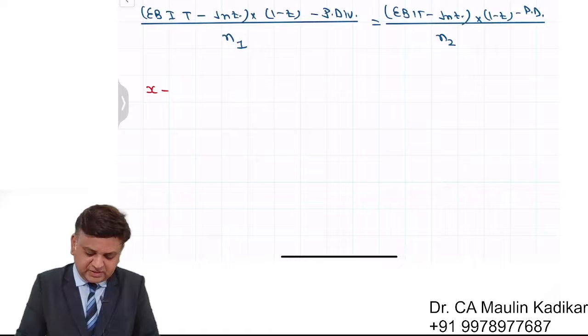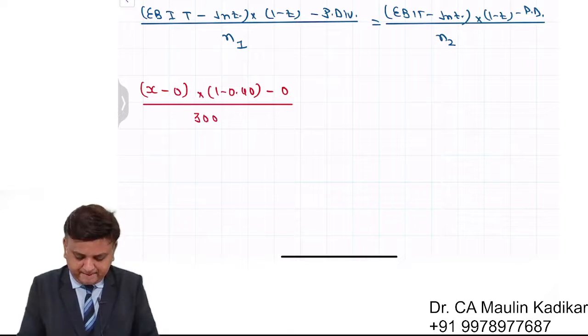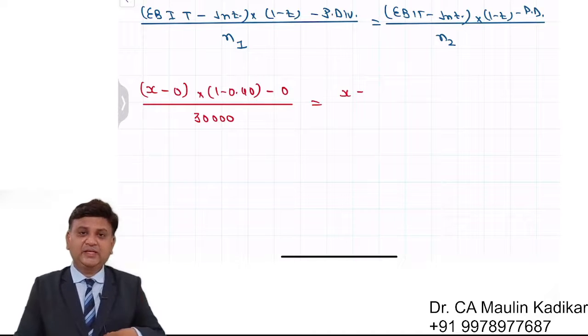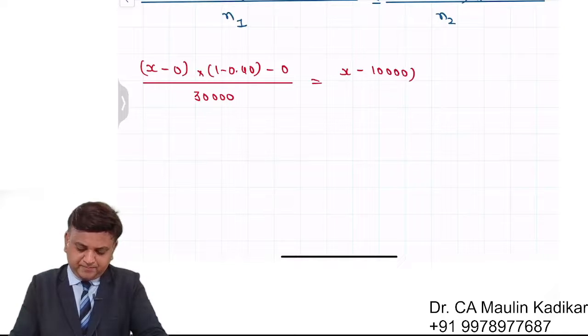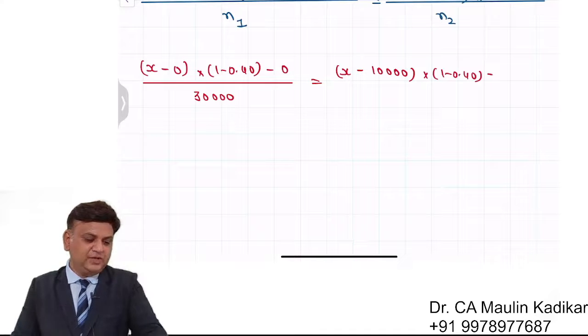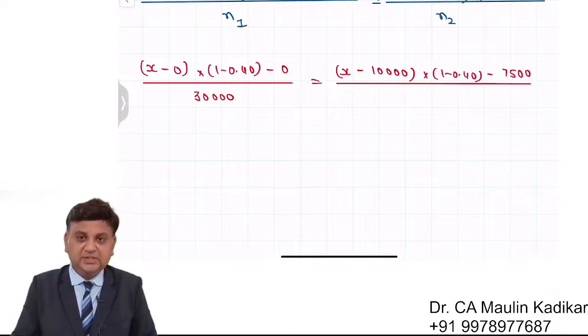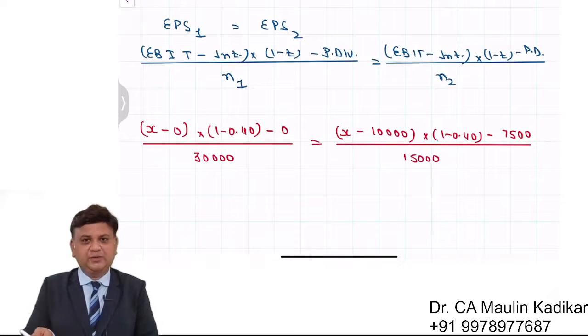What is the interest amount in the first financial plan? 0. What is income tax rate? 40%. What is the preference dividend for the first financial plan? 0. How many equity shares are issued for the first financial plan? 30,000. On the opposite side, again X minus interest amount. What is the interest amount for the second financial plan? It is 1 lakh into 10 percent, that is 10,000, into 1 minus income tax rate, minus preference dividend 50,000 into 15 percent, that comes to 7,500, whole divided by number of equity shares. How many equity shares? 15,000. This is the way we have the equation to be kept.